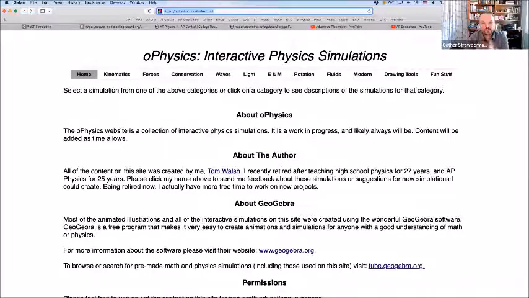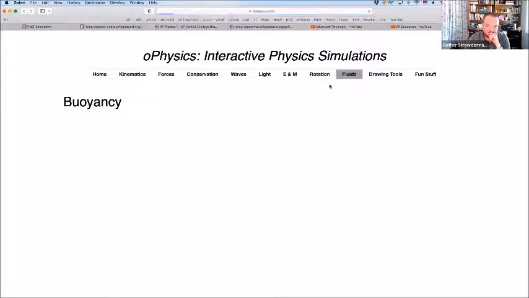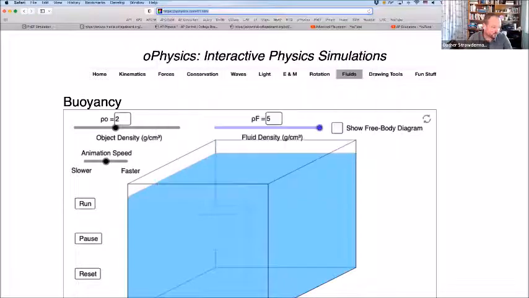Just to show you how to navigate, because sometimes it's a little bit interesting how to get there. If you click on the link in chat, the way you navigate to simulations is you hover over whatever topic or unit you're looking at, and then you click on that. So it's a little bit counterintuitive. It's not a list or anything. If you hover over fluids and then click on buoyancy, it's going to pull up the simulation. And I'll put that in chat as well.